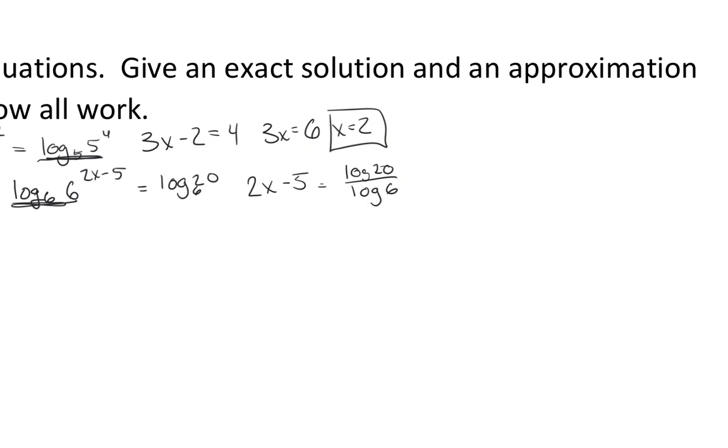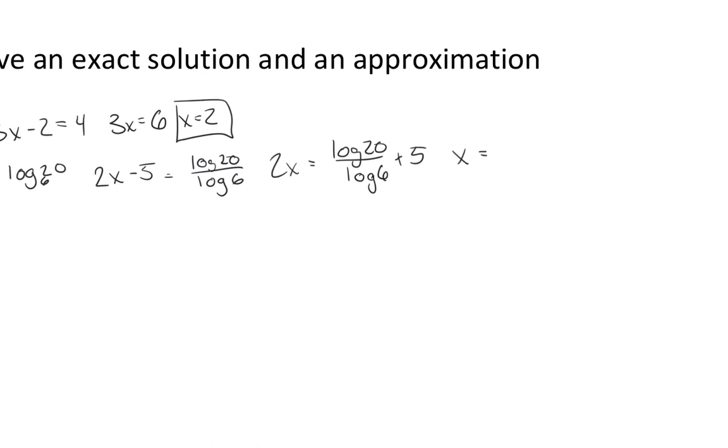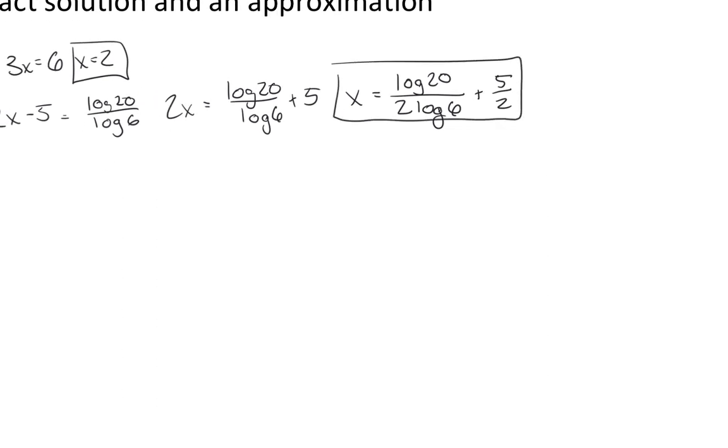It's going to be 2x equal to log of 20 over log of 6 plus 5. And then divide by 2, x is equal to log of 20 divided by 2 log of 6 plus 5 over 2. And this is going to be our exact answer. And then x is going to be equal to log of 20 divided by 2 divided by the log of 6 plus 5 divided by 2. It's going to be equal to about 3.34.